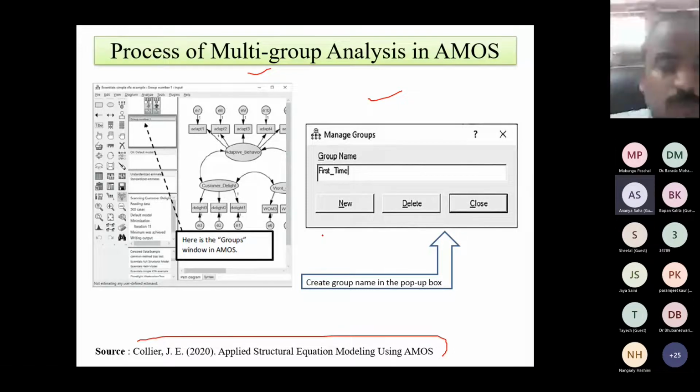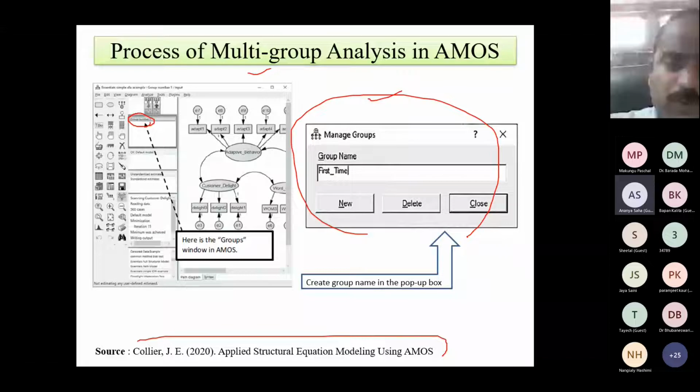What you need to do is create the groups first, because AMOS needs to be given as input which two groups you want to test for invariance. So that group you need to create here. In this way you need to create it. I am showing you this prior to my operation. Do not worry, I will show you the exact thing in the AMOS operation.